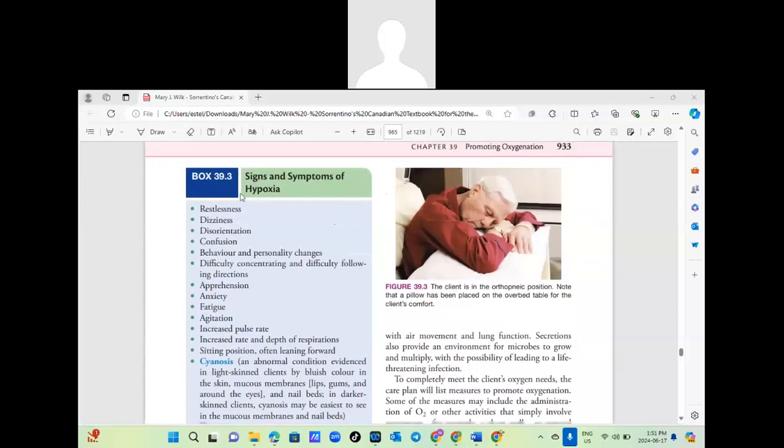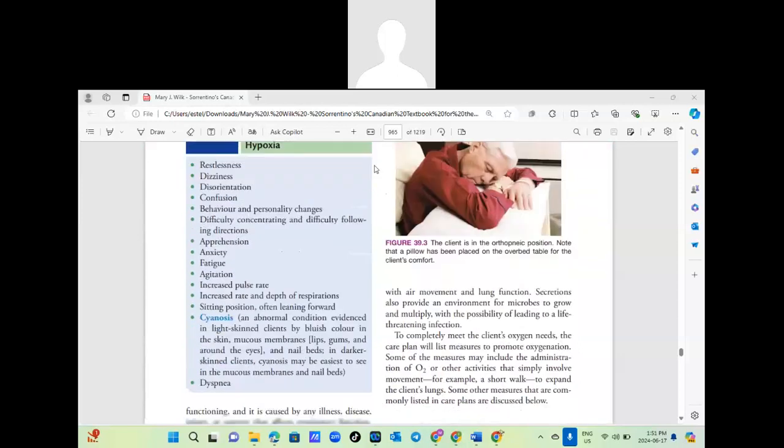So let's see over here. We're already here. So signs and symptoms of hypoxia include restlessness, dizziness, disorientation, confusion, behavior and personality changes, difficulty concentrating and difficulty following instructions, apprehension, anxiety, fatigue, agitation, increased pulse rate, increased rate and depth of respirations, sitting position, often leaning forward.